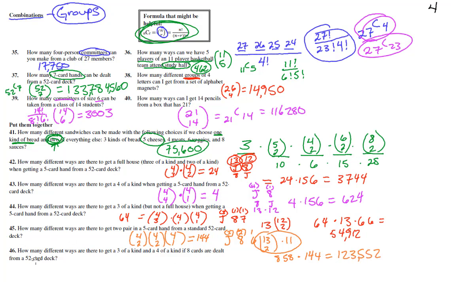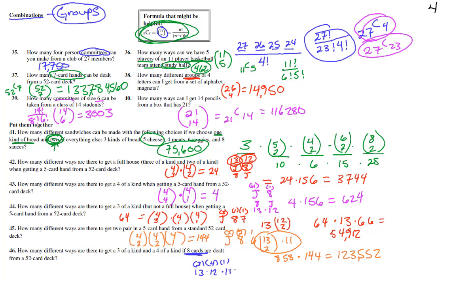123,552. And finally, we're going to go out of a standard 52 card deck. We're going to go and do a 8 cards are dealt from a 52 card deck. So we've got to get a 3 of a kind, a 4 of a kind, and then notice we've got 1 card left over that can be anything it wants to. So let's do this. 3 of a kind, a 4 of a kind, and this. So you can get 13 different cards to be your 3 of a kind, 12 then to be your 4 of a kind, and 11 to be your 1 of a kind.